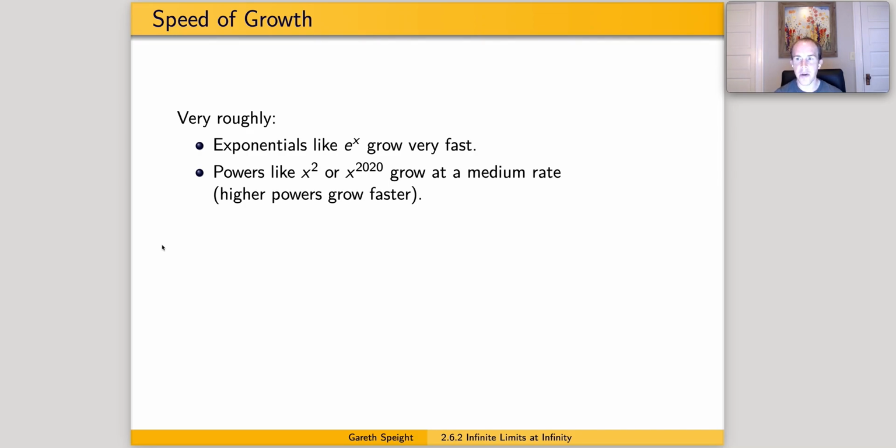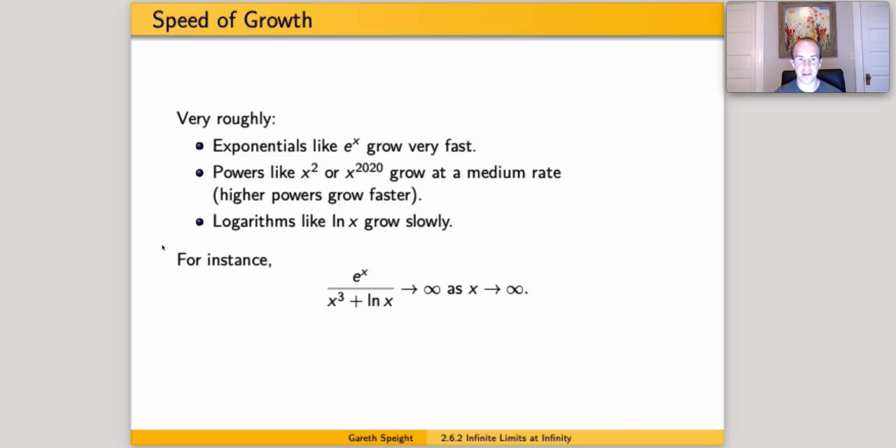And then next we have polynomials that are a medium rate, so x squared, x cubed, and so on, where the x is in the base and the power is just a constant number. Those are reasonably fast, and the higher the power, the faster the function grows, right? X to the 2020 is going to grow way faster than x squared. But whatever the power, eventually it's not going to be as fast as e to the x. Exponentials are the fastest. Okay, and then lastly, logarithms. So the natural logarithm of x still goes to infinity, but it goes to infinity very, very slowly. So that goes to infinity, but slow.